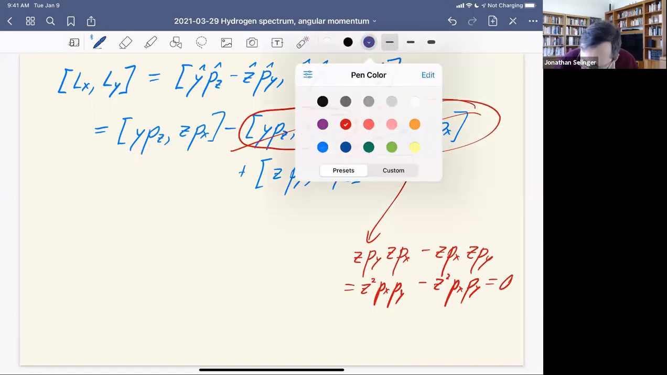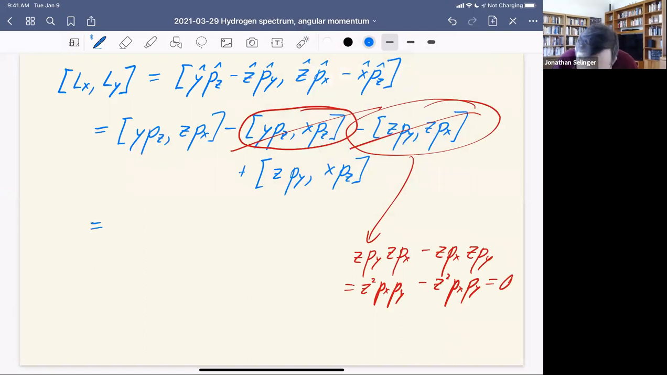So in the first term, let's factor out the stuff that commutes with everything, right? We can factor out a Y because it commutes with everything. And we can factor out a PX because it commutes with everything. What's left is the commutator of PZ with Z.